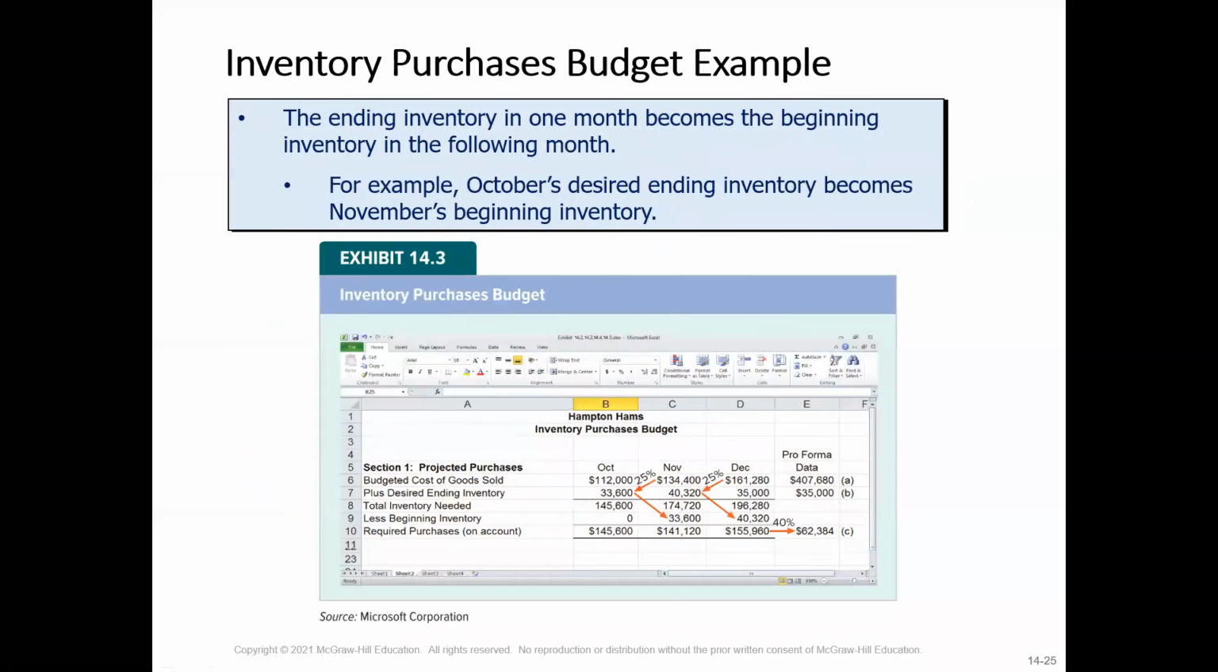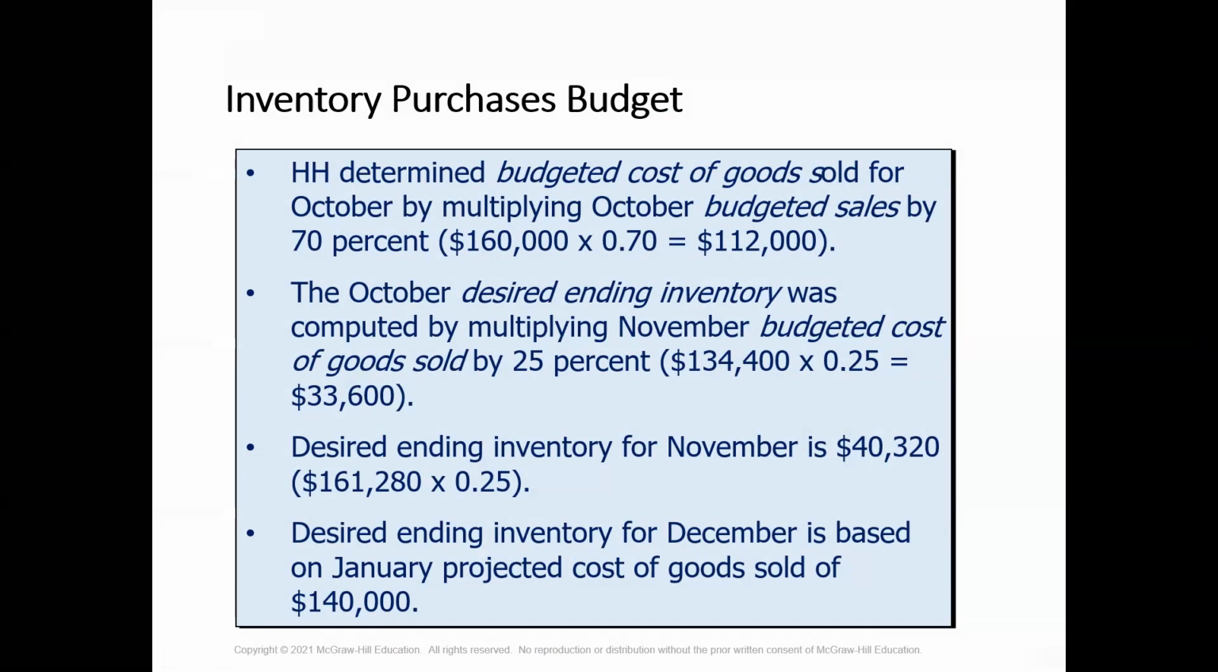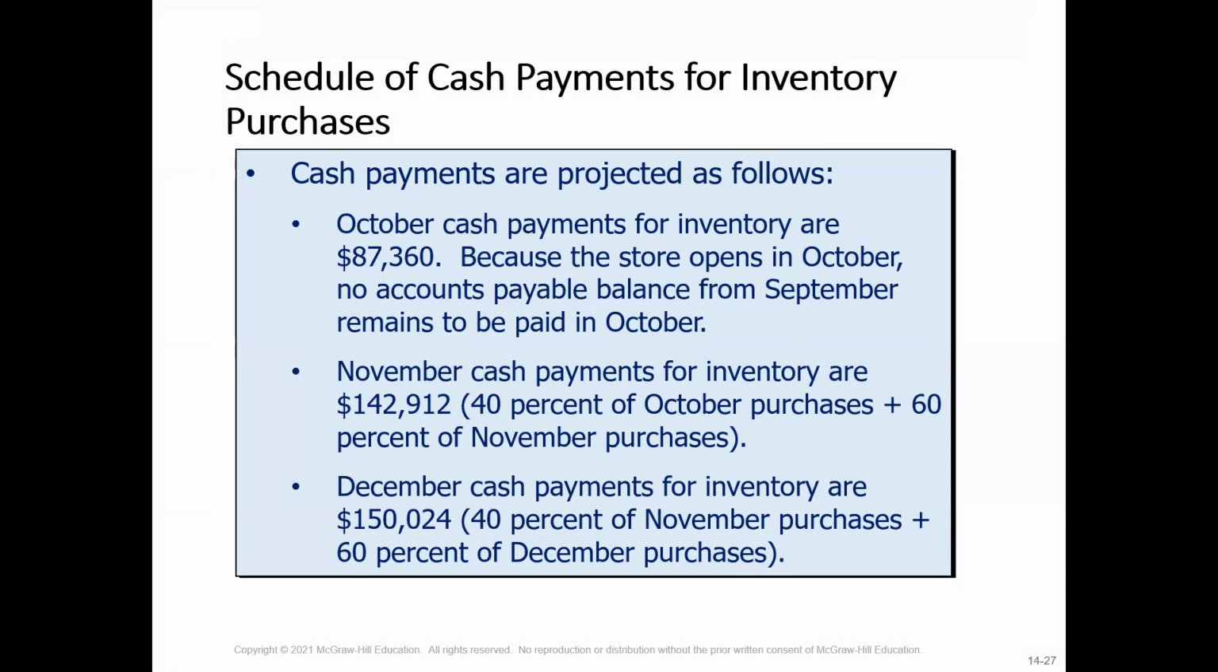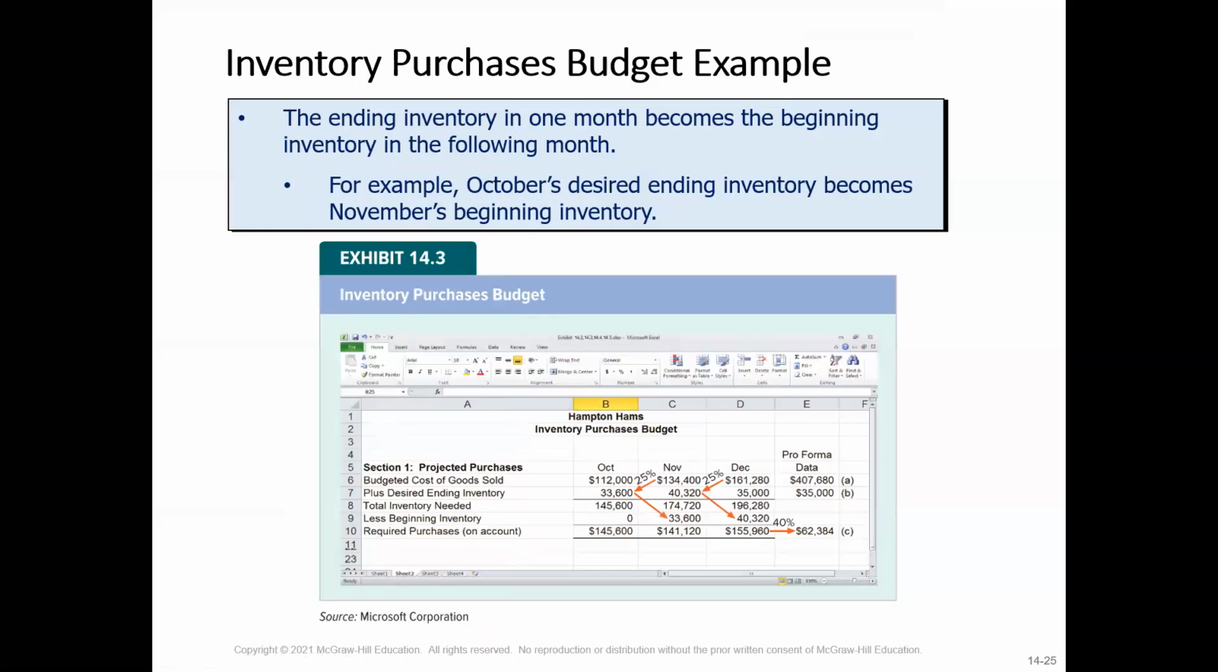So 40%, where that comes from, is our cash payments. They got a little bit ahead of all the data here. We pay 60% in the current month of our purchases and 40% in the following month. So December's required purchases on account, 40% will be paid the following month. So that would be accounts payable. So that's where the 40% comes into play.